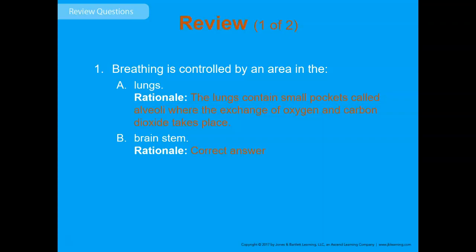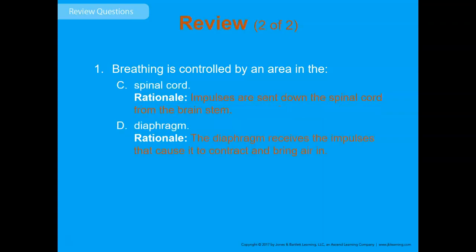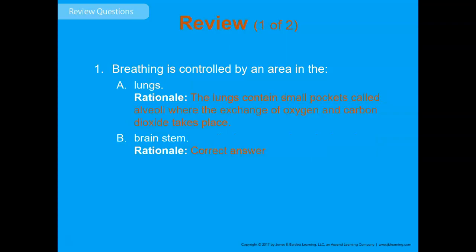Brainstem, that is the correct answer. And then the spinal cord. So the impulses are sent down the spinal cord from the brainstem, kind of how we mentioned, almost like the highways for the impulses to go to. And then the diaphragm, that's actually the organ that's receiving it. So once again, breathing is controlled by an area in the brainstem.